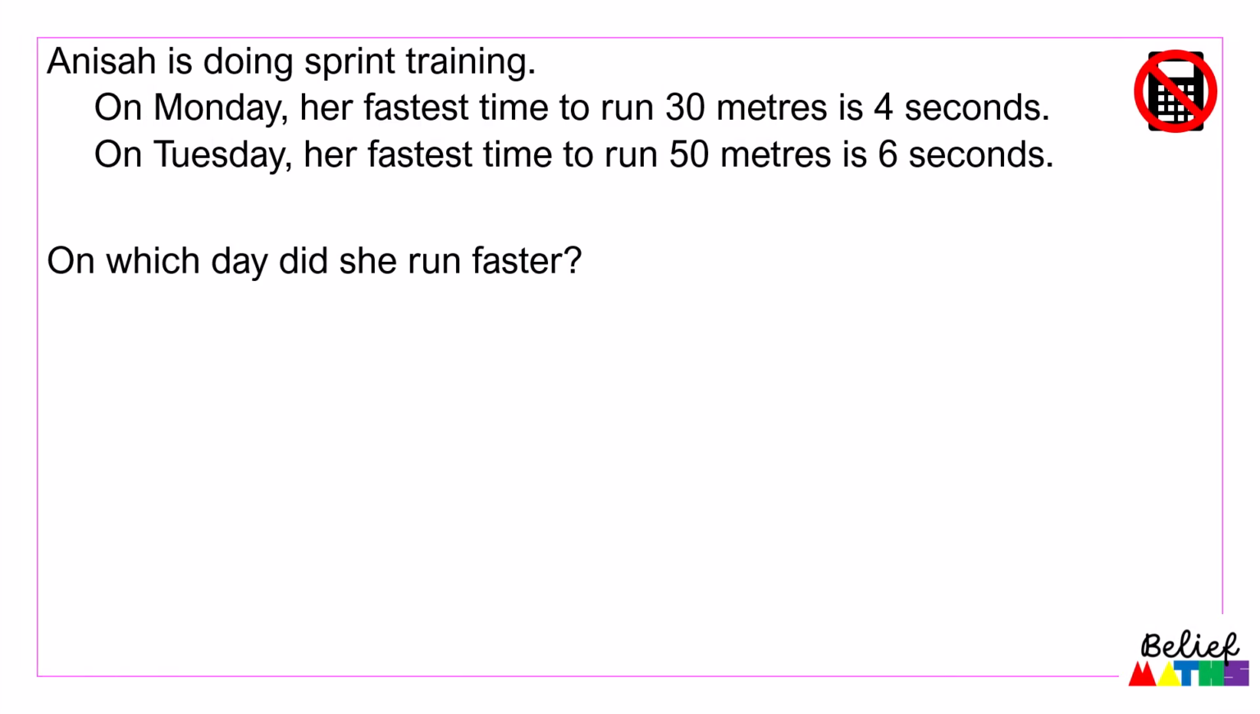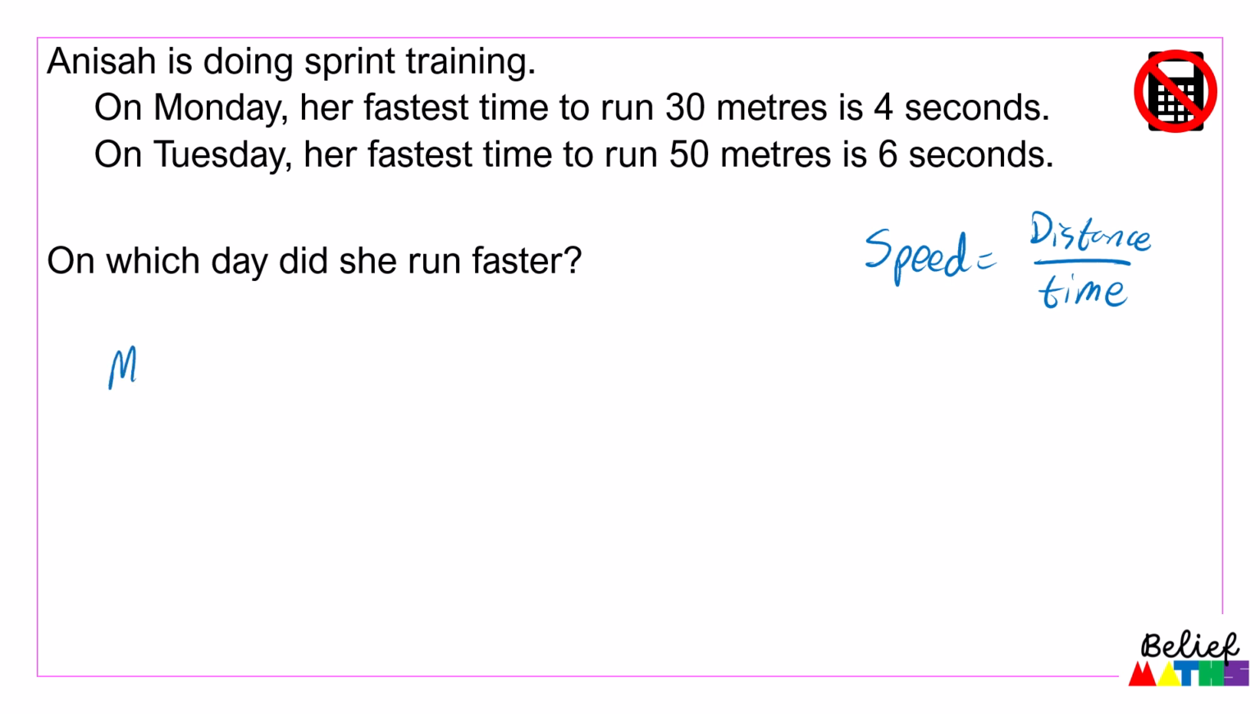Now in this question, it tells us that Anissa is doing sprint training. And it says on Monday, her fastest time to run 30 meters is 4 seconds. And on Tuesday, her fastest time to run 50 meters is 6 seconds. And it's asking on which day does she run faster. Now we can do this in the standard way that we normally would, which is that we would say that speed is equal to distance over time.